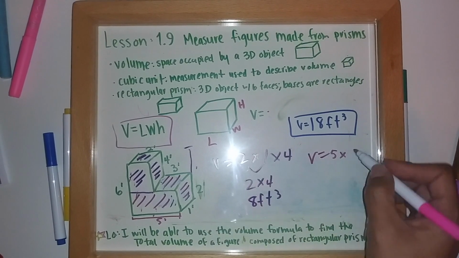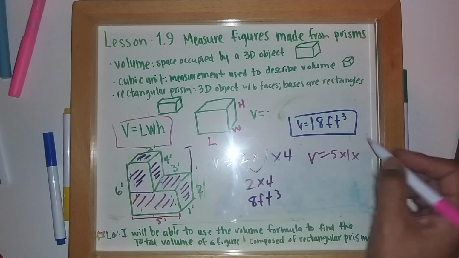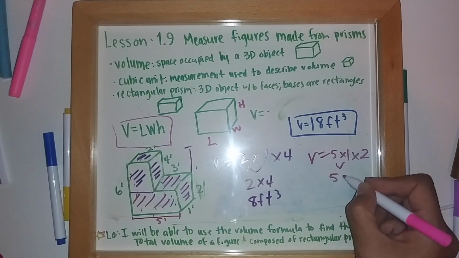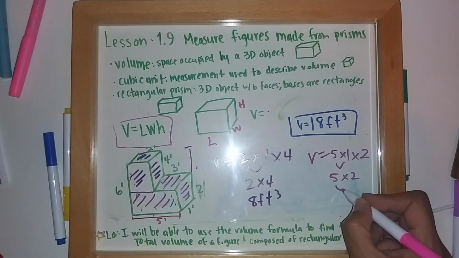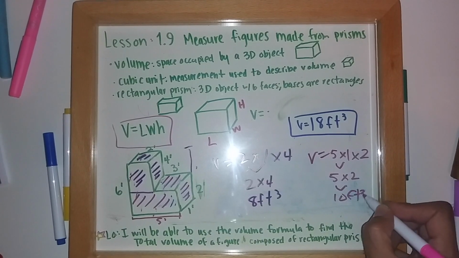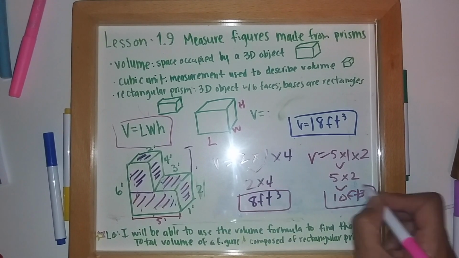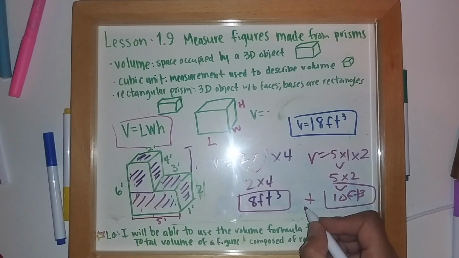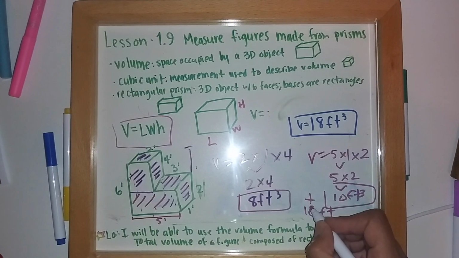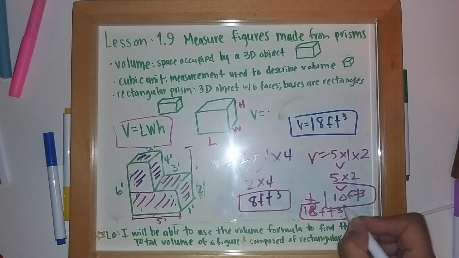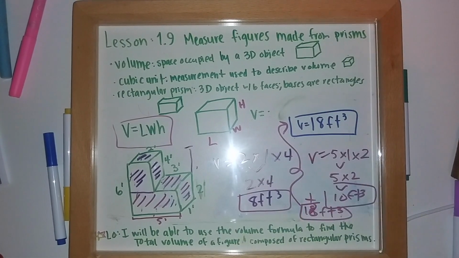And then how wide is it? 1, right? How tall is it? 2. So that will give me 5 times 2 is 10. And then remember, I'm going to put them together. So I'm going to add this one plus this one, was 8 plus 10, that's 18 cubic feet. Same answer as right here, right? So there are different ways to do it. There's another one, but I'm not going to show you that one because I do not want to confuse you.